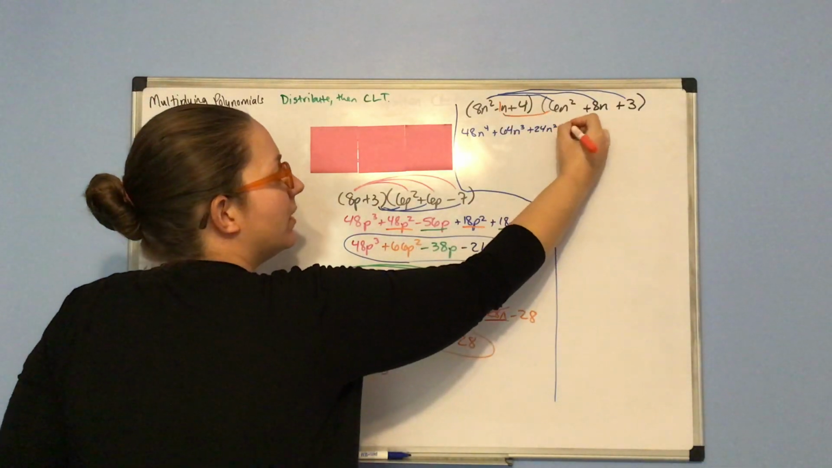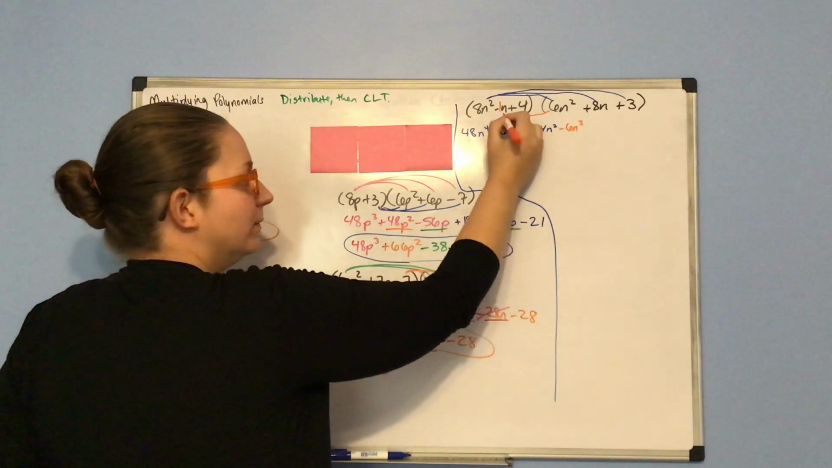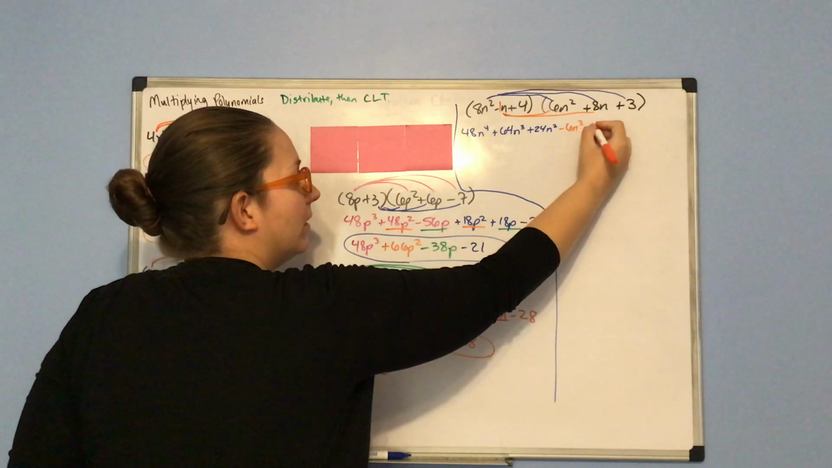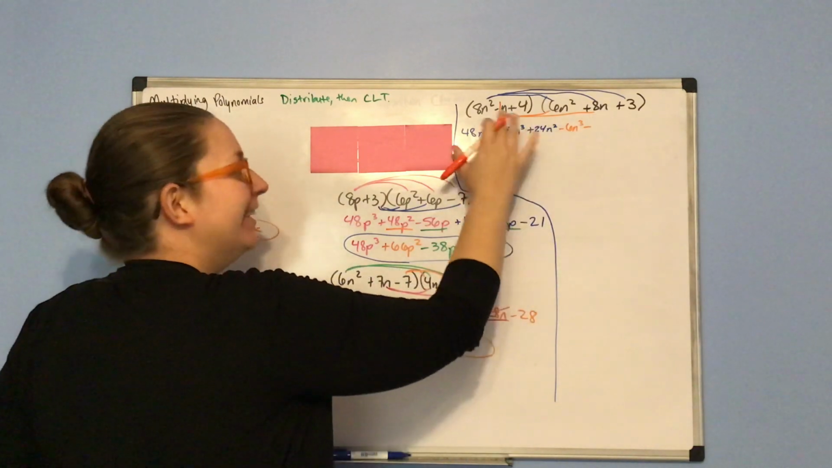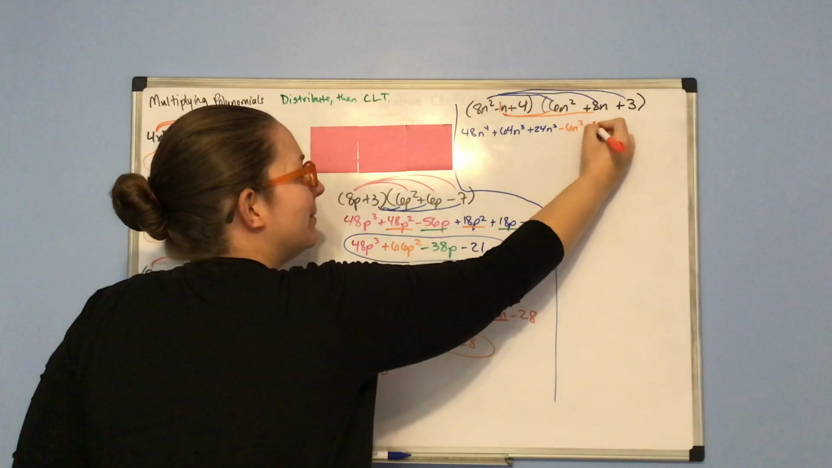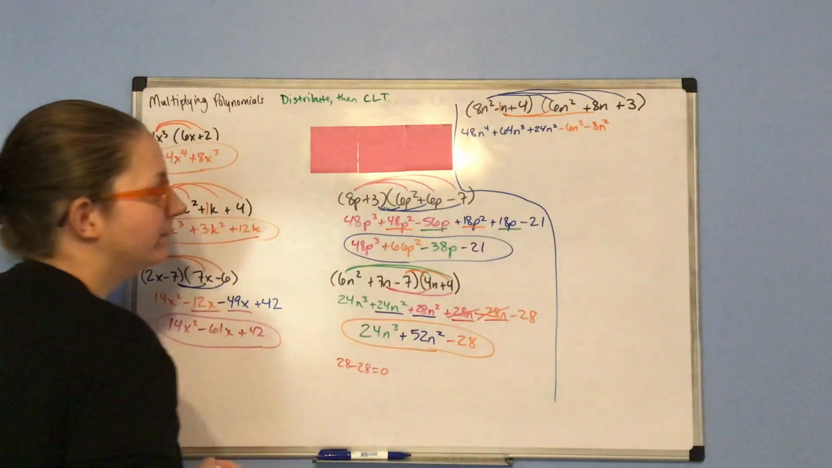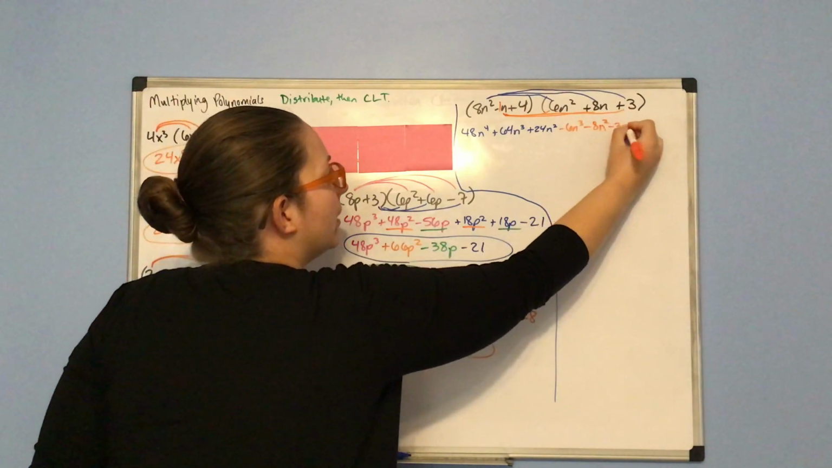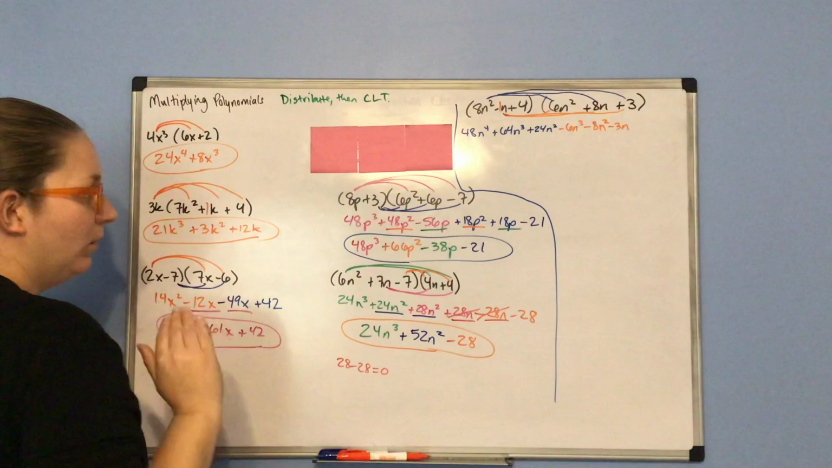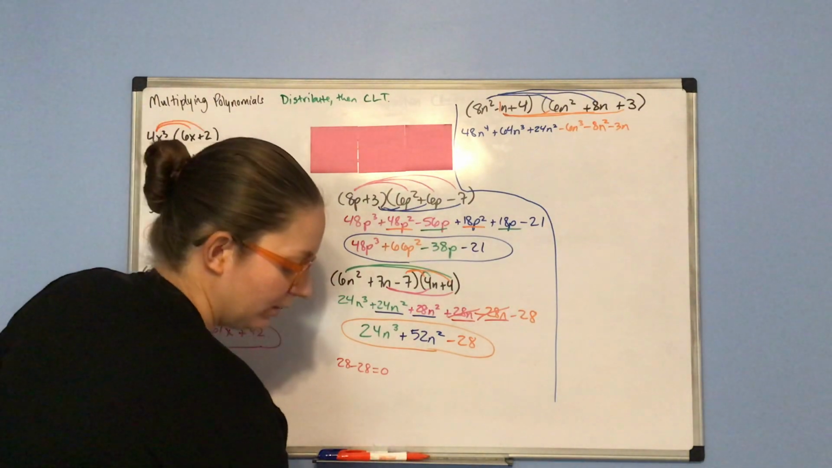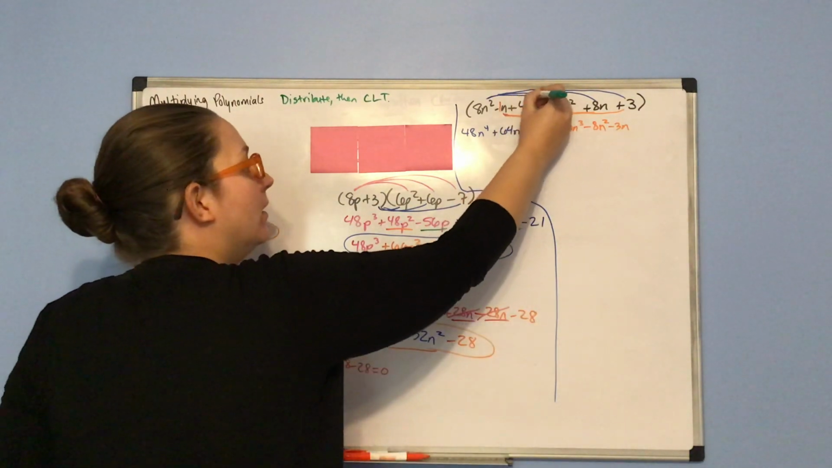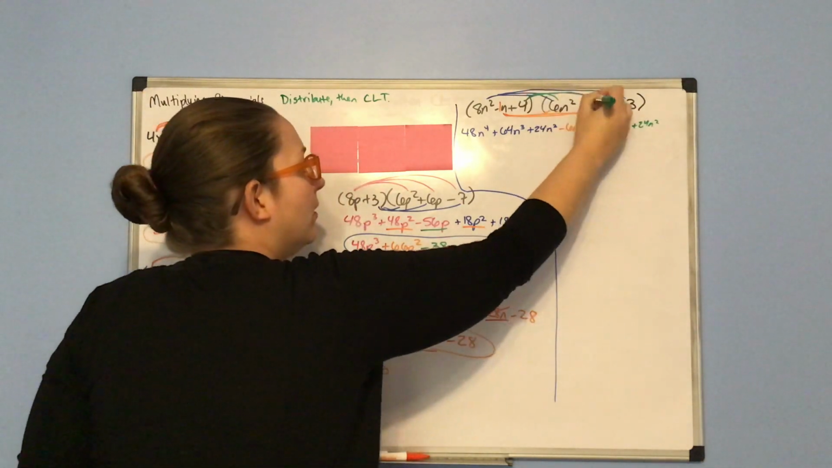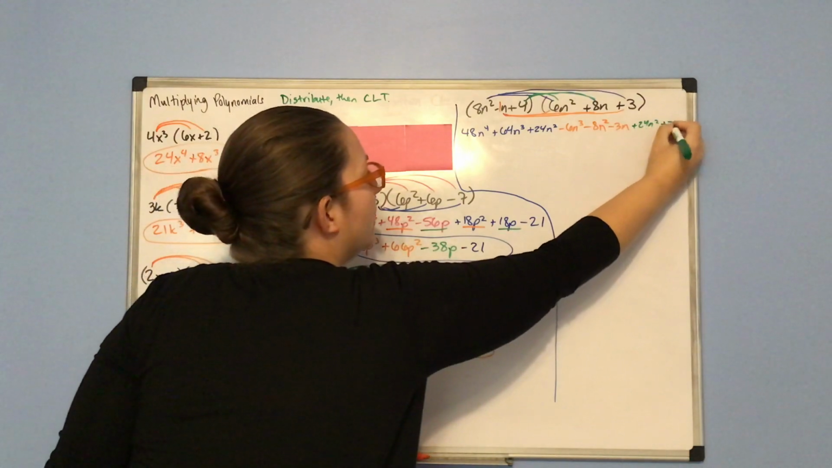Negative n times 6n squared is negative 6n to the third. Negative 1n times 8n gives me negative 8n squared. Negative 1n times 3 is negative 3n. We're not done distributing yet. There's one thing we haven't distributed yet, and that is 4. 4 times 6n is 24n squared. 4 times 8n is 32n.